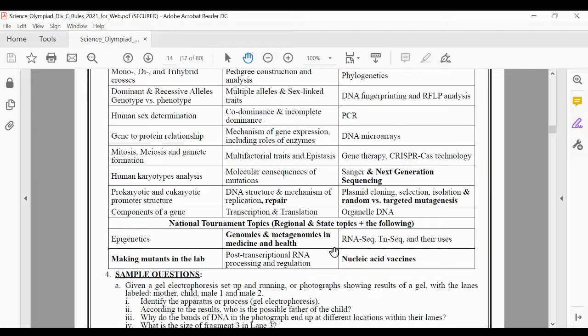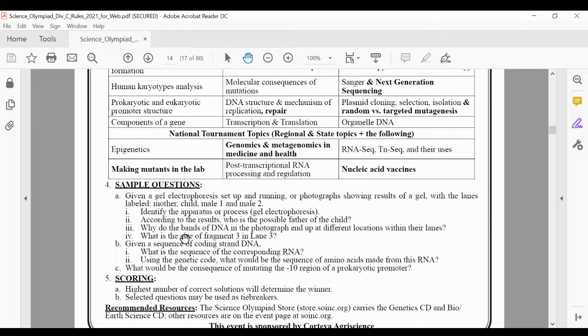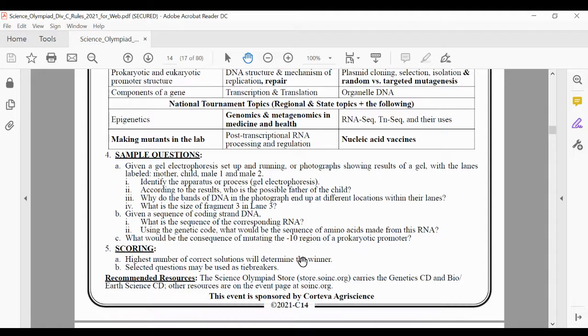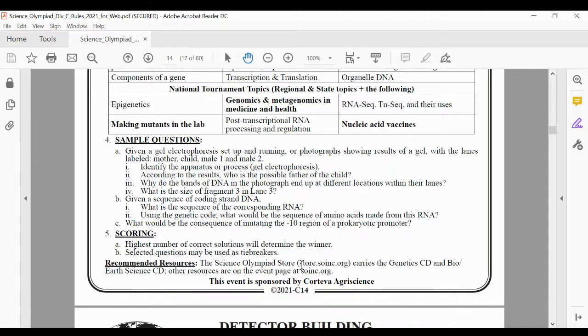So there are some sample questions down here which are pretty good, and they're talking about mutations and sequences and going from DNA to RNA to protein. And then, of course, there are some electrophoresis sample questions here. We're going to be scoring; the highest number of correct solutions will determine the winner. And then we will also have some tiebreakers at the end. Please try all the tiebreakers, because those tiebreakers have been used in the past in order to determine a winner.